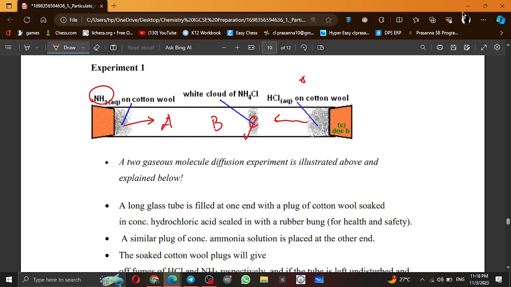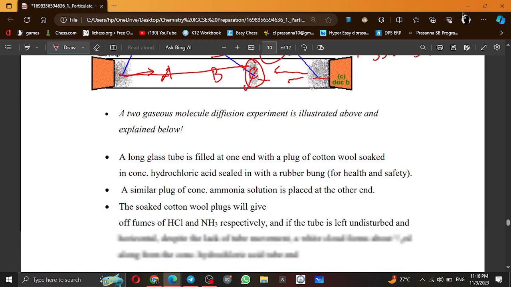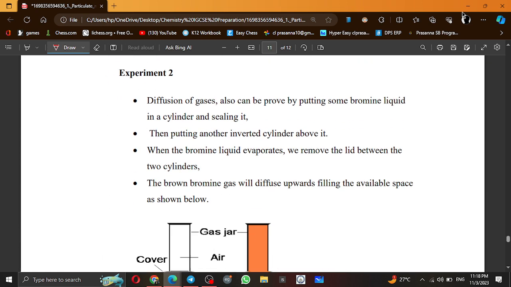So let's find the molecular mass of NH3. N is 14 plus 3 times 1. This is 17. For HCl, H is 1 plus chlorine is 35.5. That's 36.5. So we know that hydrochloric acid is heavier than ammonia, which is why it will move slowly to this point, whereas this will move fast all the way, and they will react here to form the white cloud. That was just the experiment.